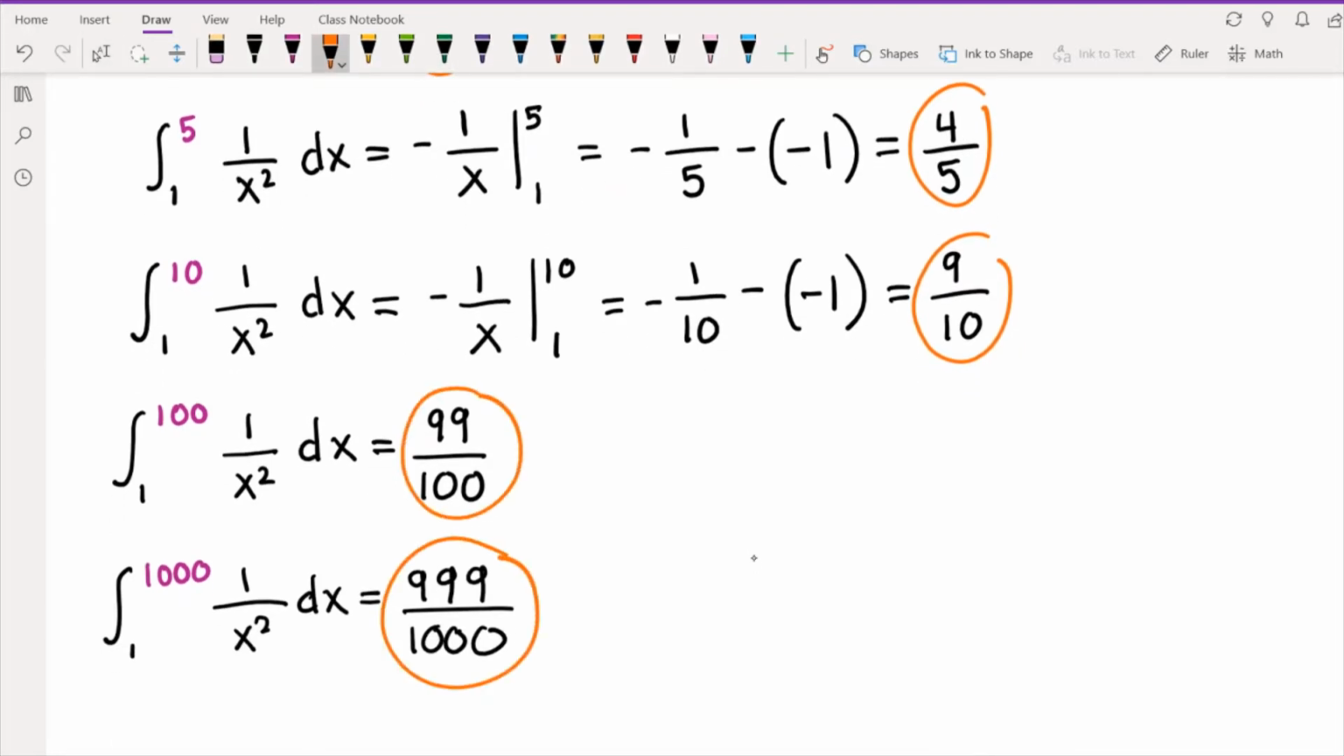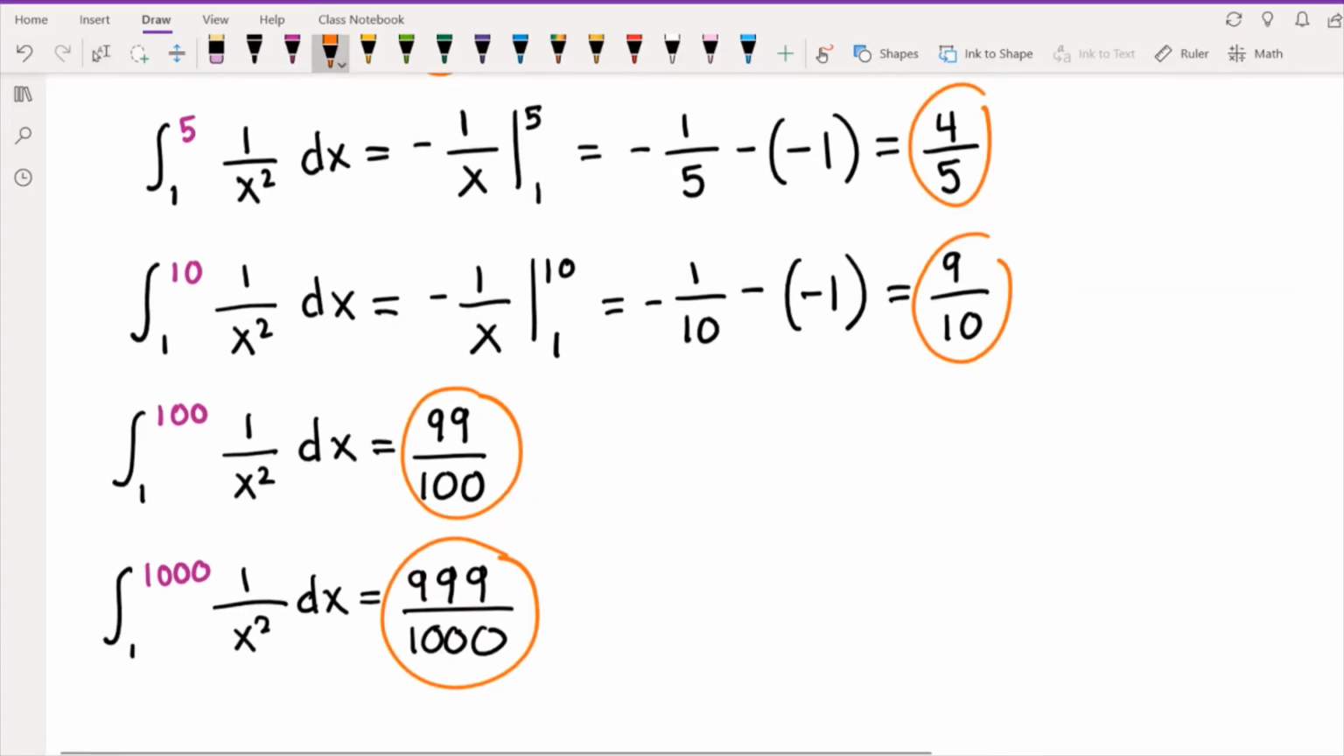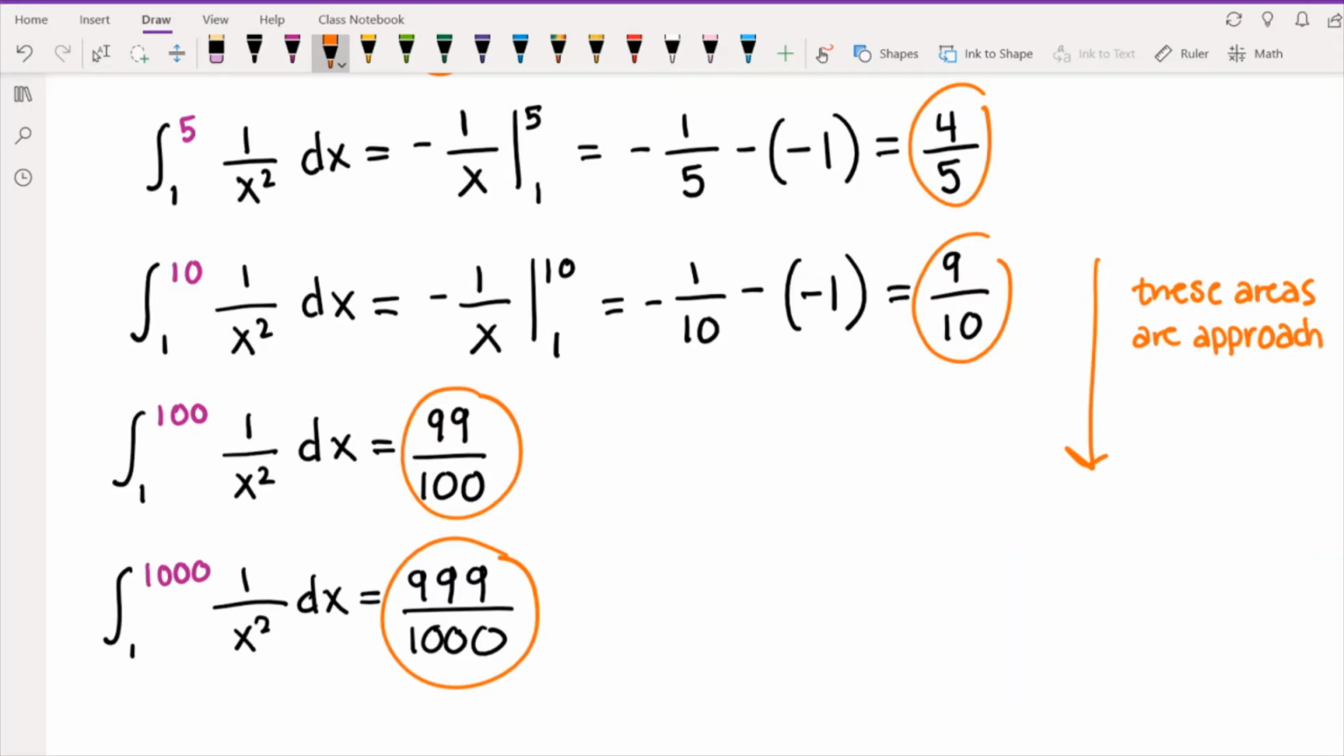So they are getting bigger, right? If you think of what do these fractions look like, for sure, you can tell that 9/10 is bigger than 1/2, right? But furthermore, what's happening is that these values are approaching, so these areas are approaching 1, right? They're getting bigger, but it's not like we got 1/2 and then we got 5 and then we got 10 and then we got 32.